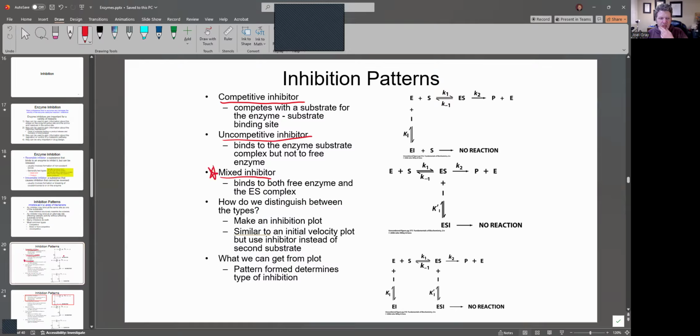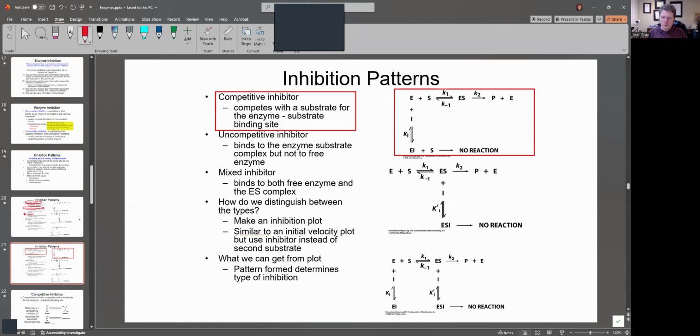This one down here is the one that we will not spend the most time on, but we'll spend a bit of time talking about it, distinguishing it from the other two. For today, as a takeaway, I want you to feel comfortable with a competitive inhibitor and an uncompetitive inhibitor. So I'm going to focus on those now.